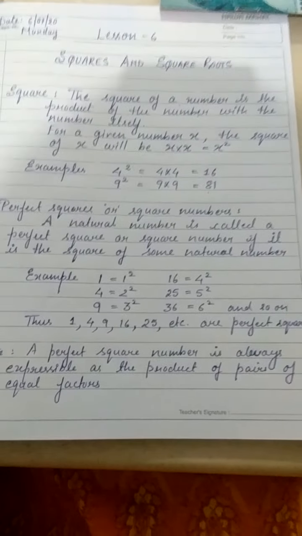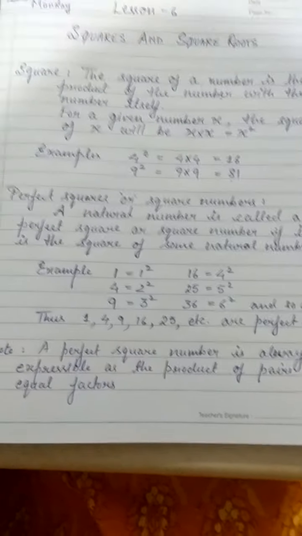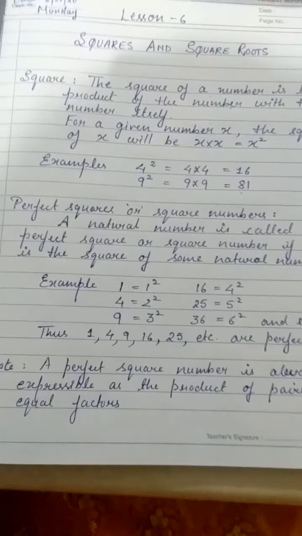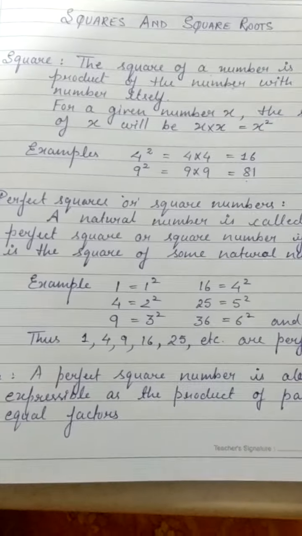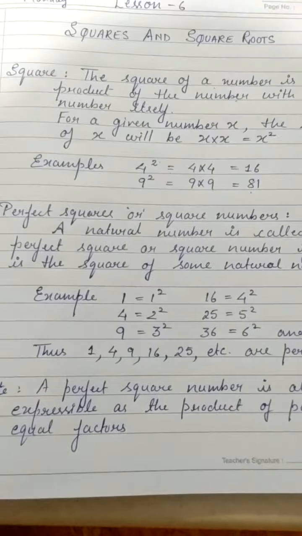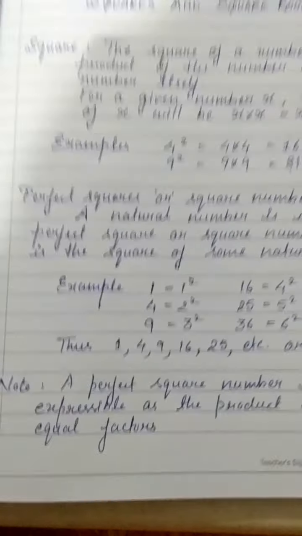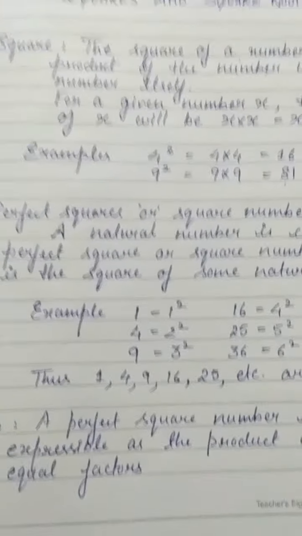For example, children, if we take 3, is it a perfect square or a square number? No, because it is not square of any number. Whereas if we take 4, it is square of what? It is square of 2. Therefore, we call it a perfect square. 9, it is square of 3. Therefore, we call it a perfect square.